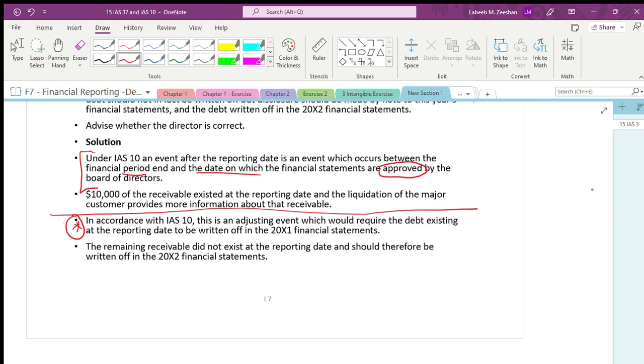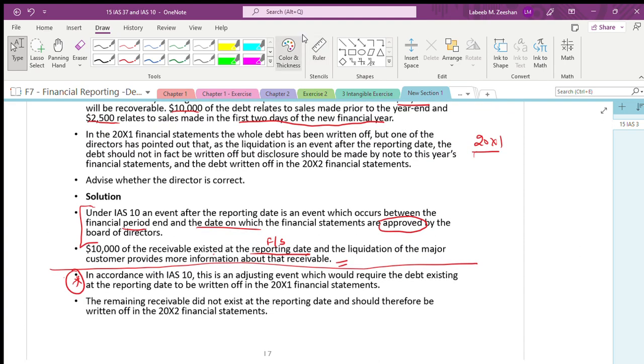$10,000 of the receivable existed on the reporting date. Is it right? It existed on the financial statement. And the liquidation of the major customer provides more information about the receivables. What does it say? It says something very specific.